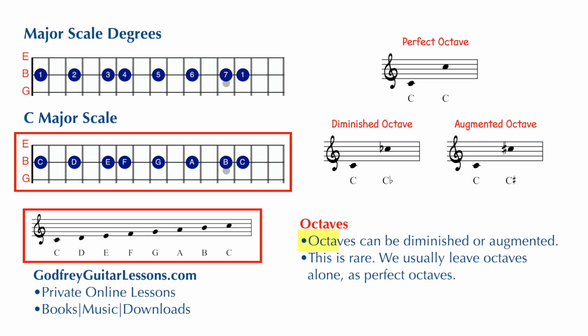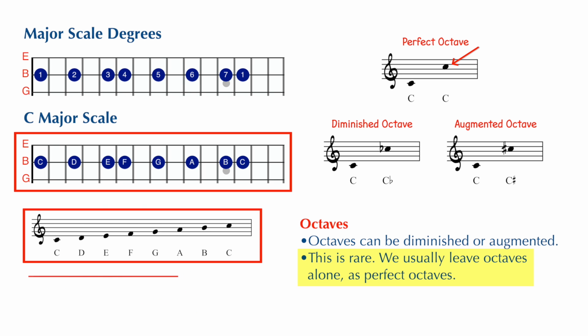And just a little bit about the octave to be thorough. If you take that upper C and lower it by 1 fret and still call it some sort of C, you would call it a C flat. This is a diminished octave, and if you raise that upper C to a C sharp, you have an augmented octave. That being said, we usually leave octaves alone, so the rest of this lesson is fourths and fifths only.